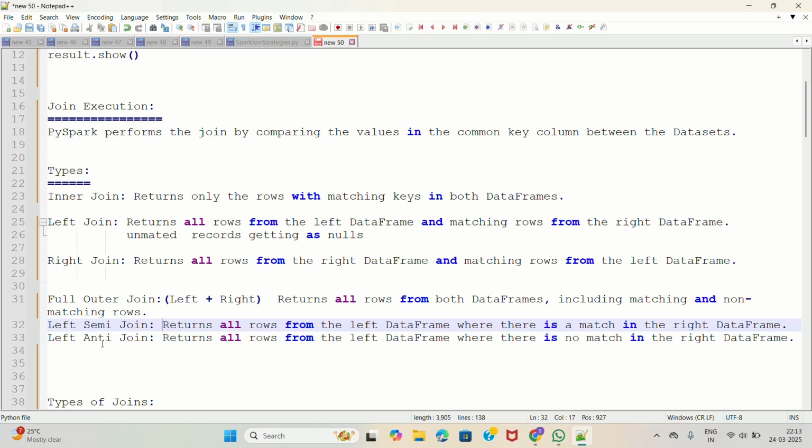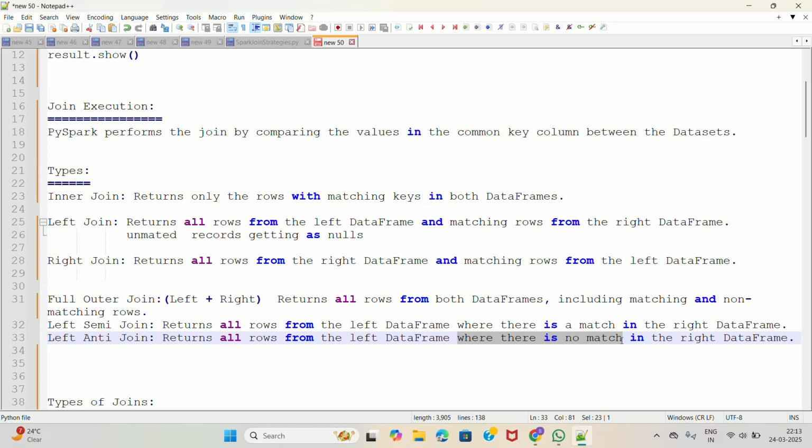Okay, and left anti join is quite the opposite of left semi join. See here the definition: return all rows from the left data frame where there is no match in the right data frame. If you observe, in left semi join, where there is a match in the right data frame, only then it will give the records. But in left anti join, where there is no match in the right data frame, only such types of records it will give as output. Okay, this is the major difference.